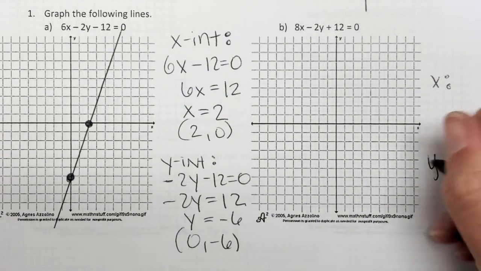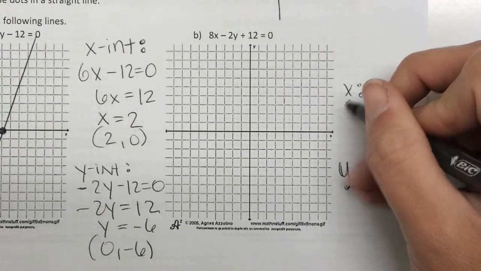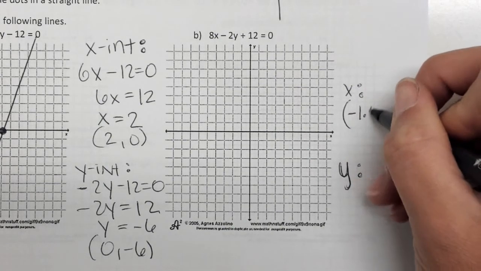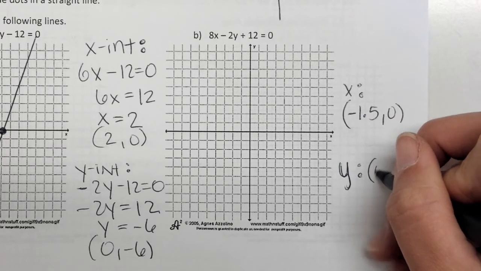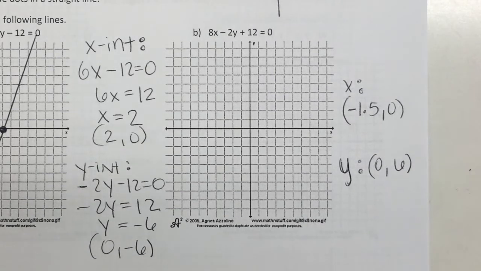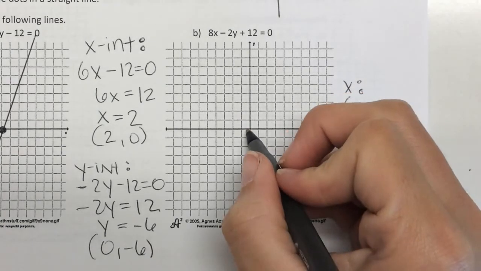Let's bring it in. Amber, what'd you get for your x-intercept? Negative 1.5. Good. Kelsey, what'd you get for your y-intercept? 0, 6. Raise your hand if you got these two. We need to go over how we got one of them. Okay, I'm going to go ahead and graph it. I think y'all are good with the graphing part.